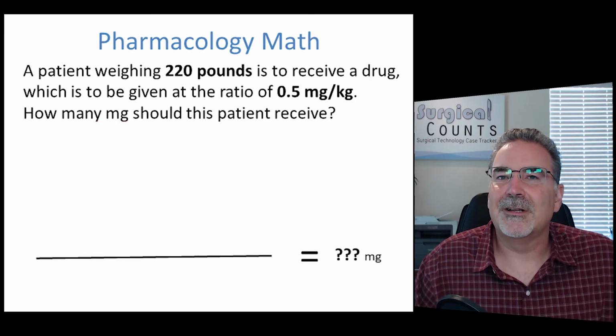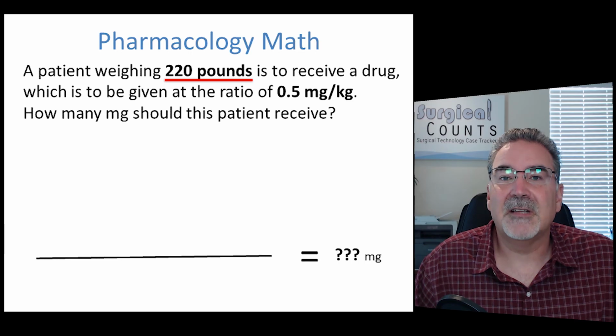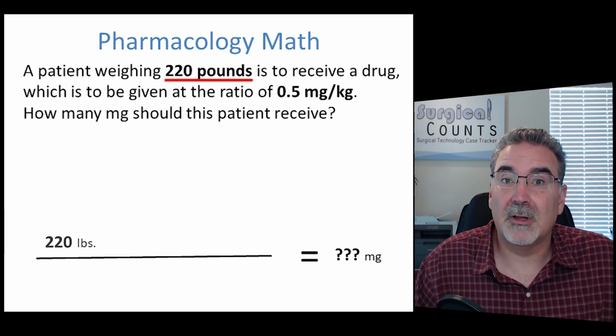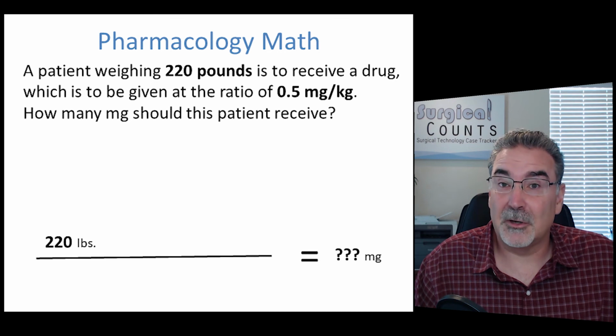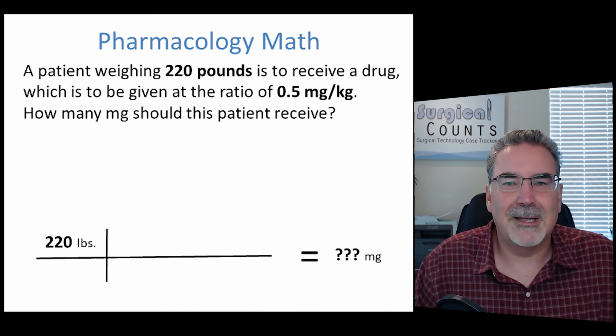So what's our starting condition? Well, our starting condition is a patient weighing 220 pounds. So 220 pounds is what we're going to put on the left side. And to get from one to the other, we're just going to plug in all the relationships that we know. So we're going to first start by drawing a vertical line just to keep things neat.